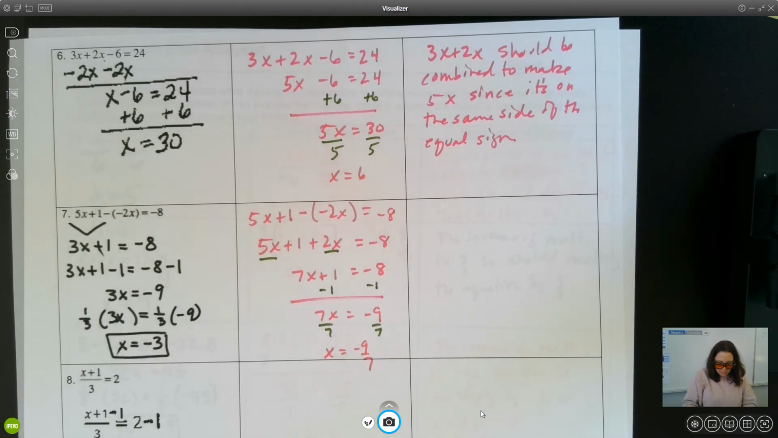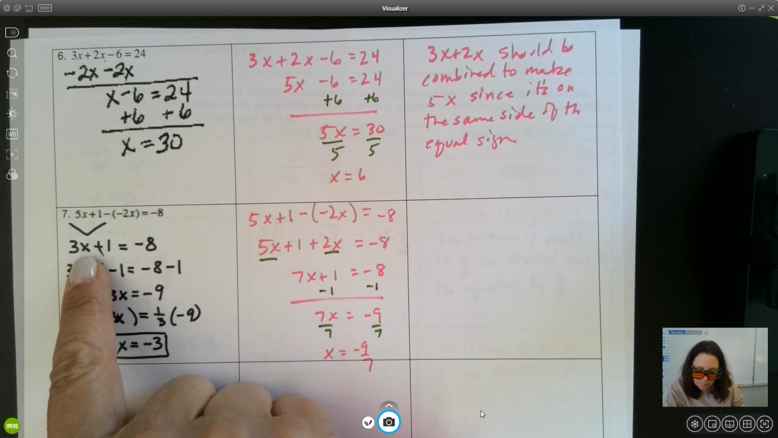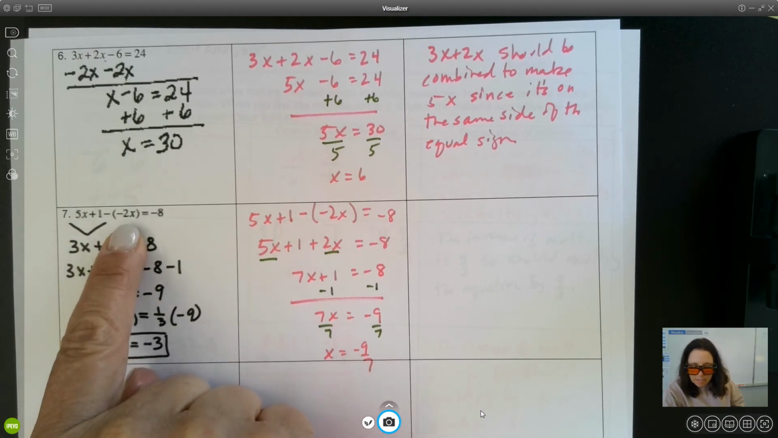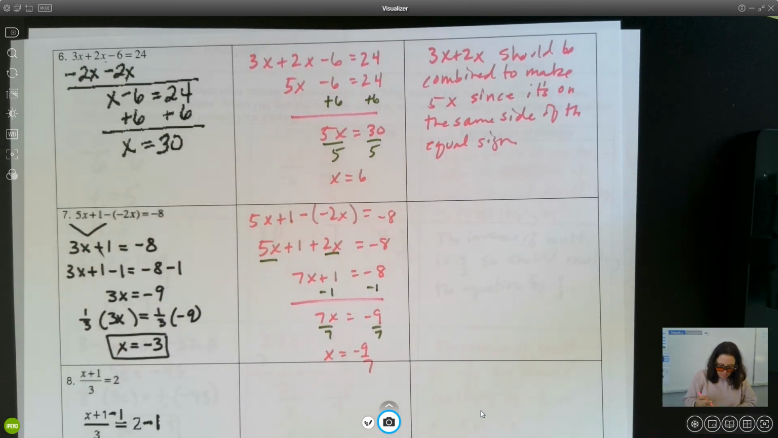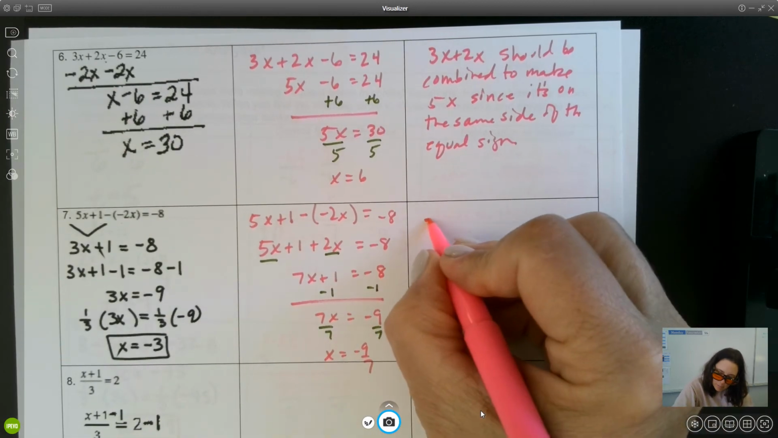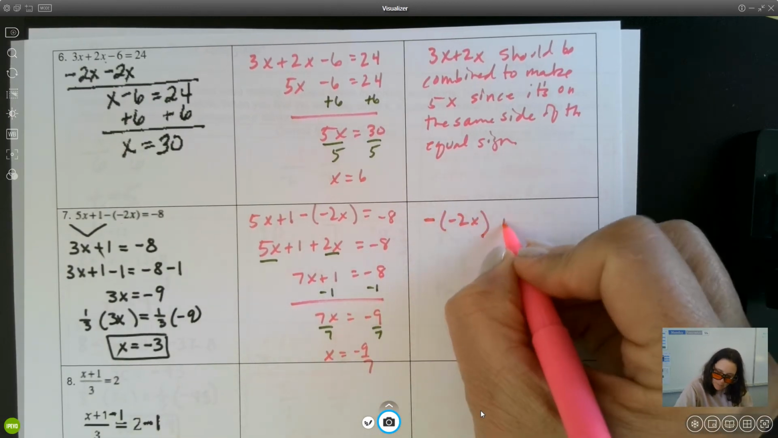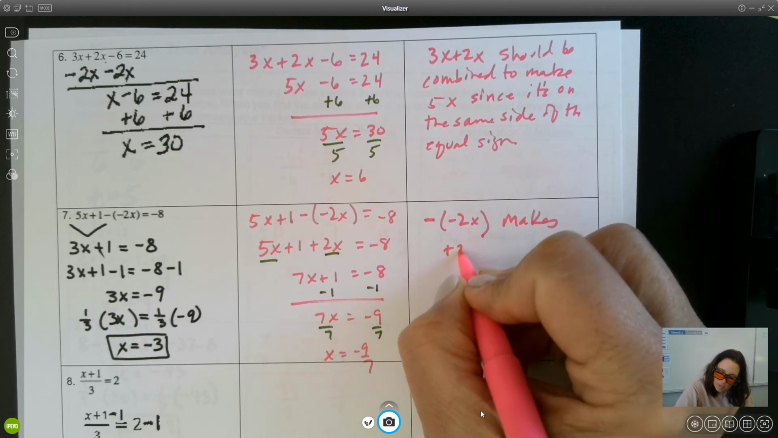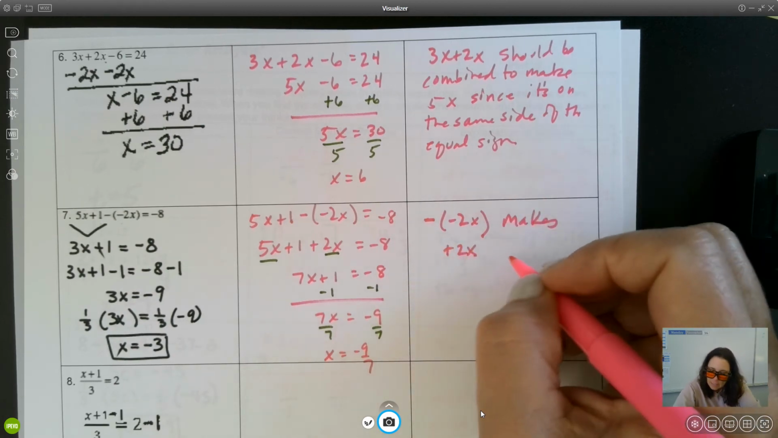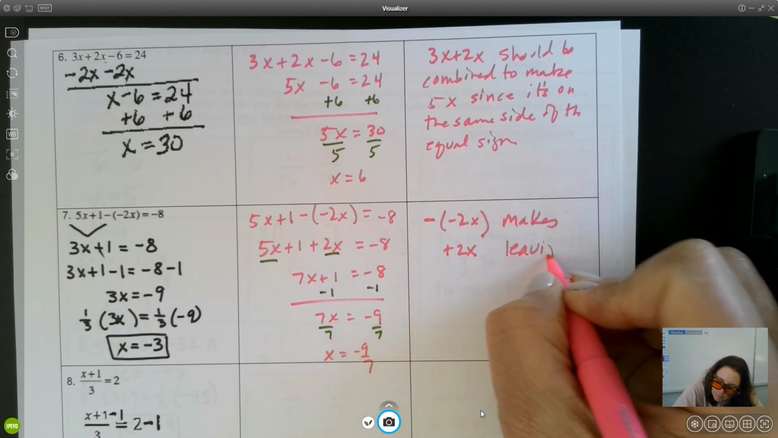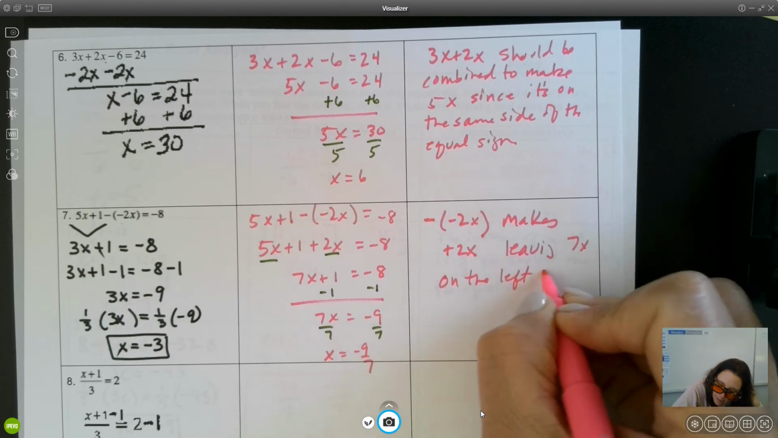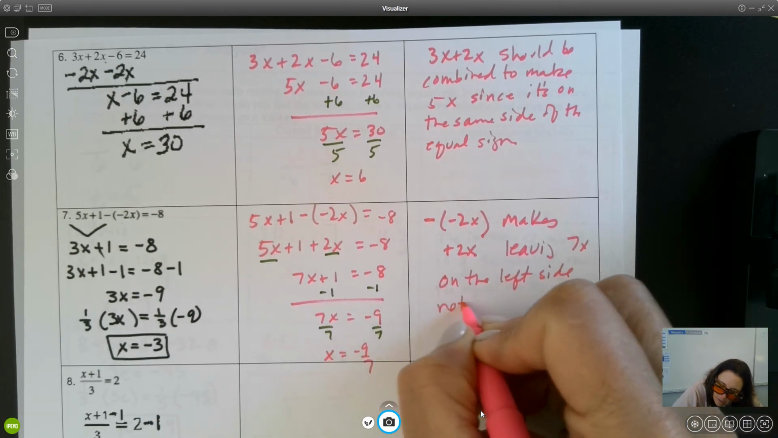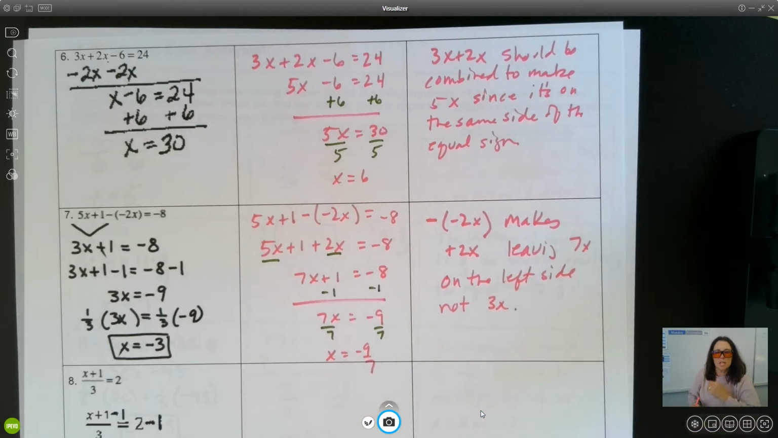So let's see what happened. They did 5x minus 2x to get 3x. That minus a negative is where the mistake was made. Minus a negative 2x makes a plus 2x, leaving 7x on the left side, not 3x. There's the explanation of that mistake.